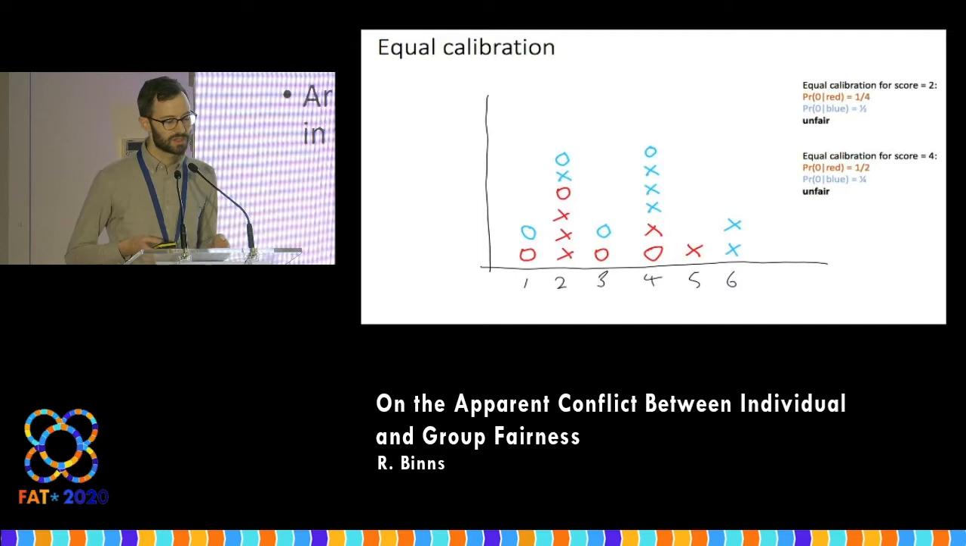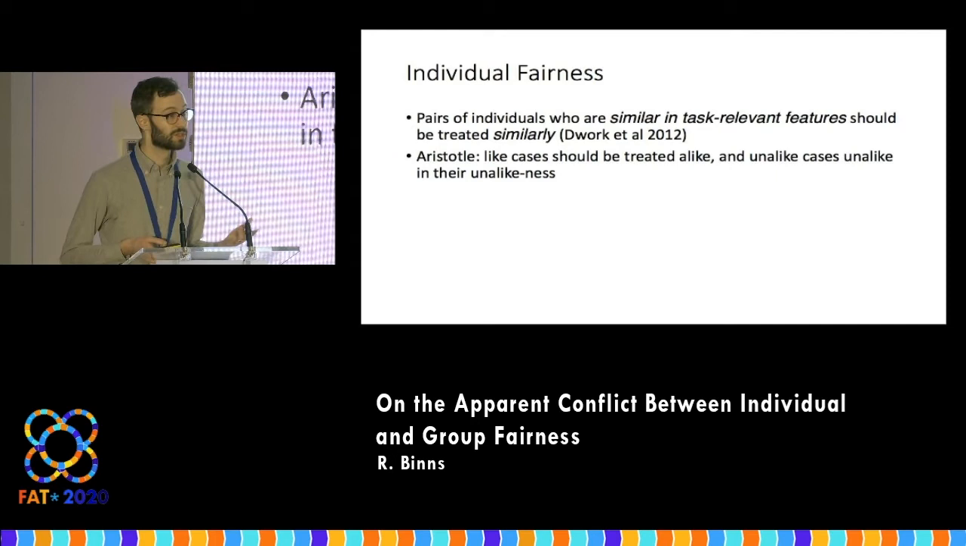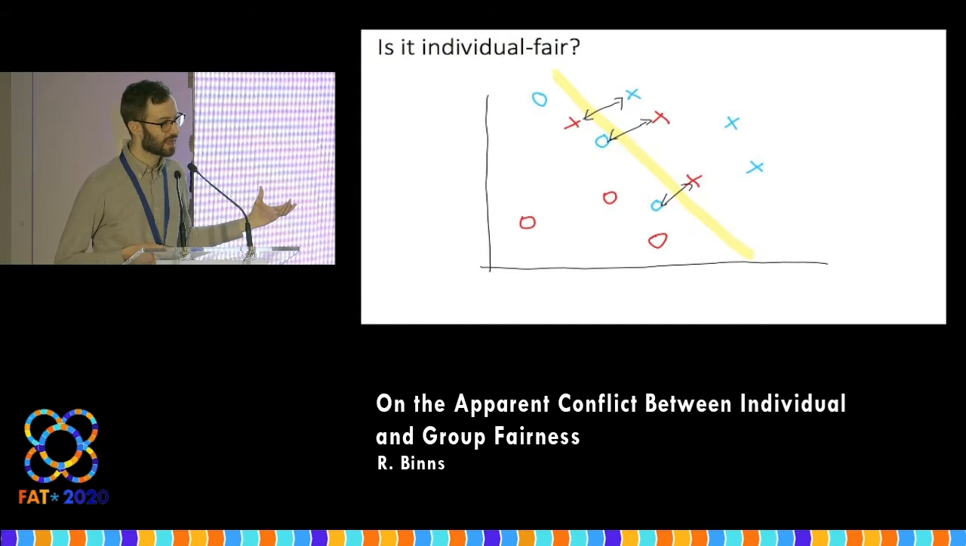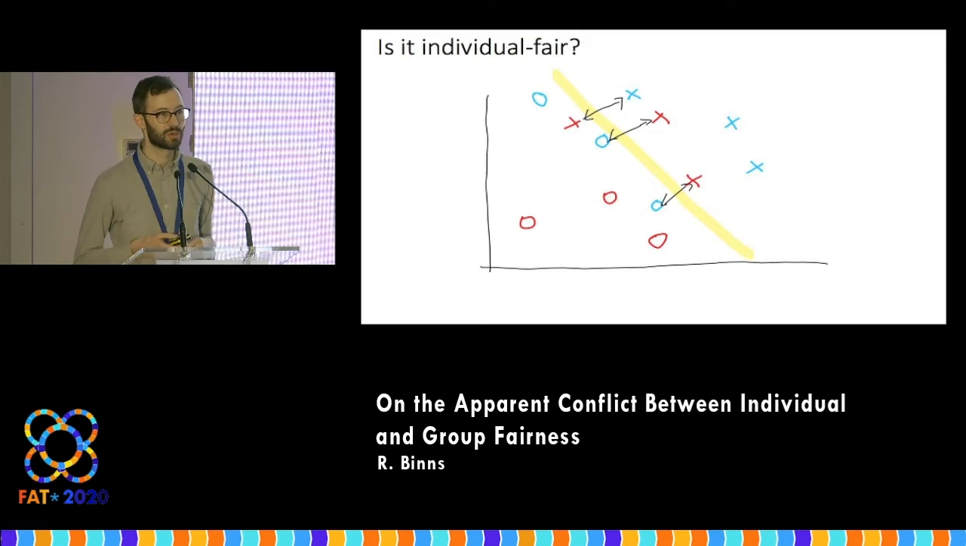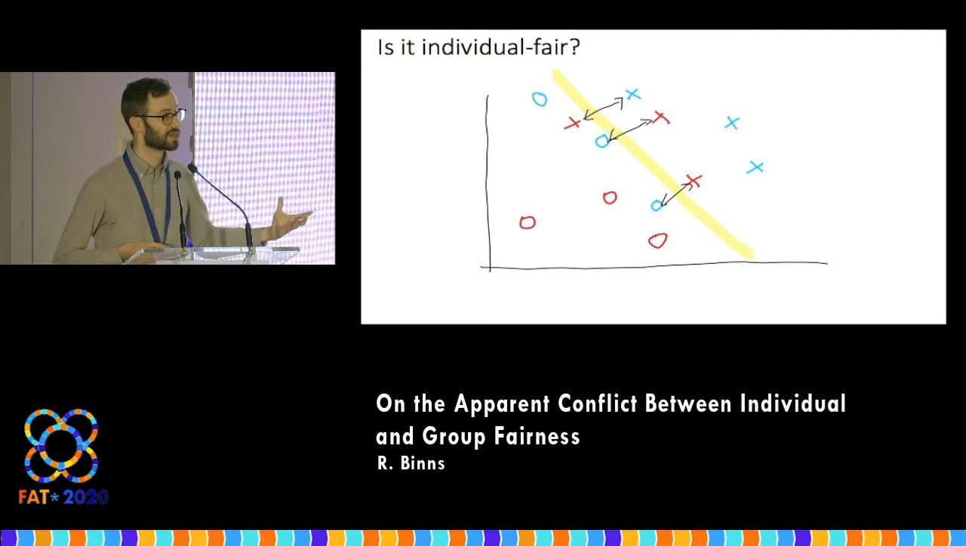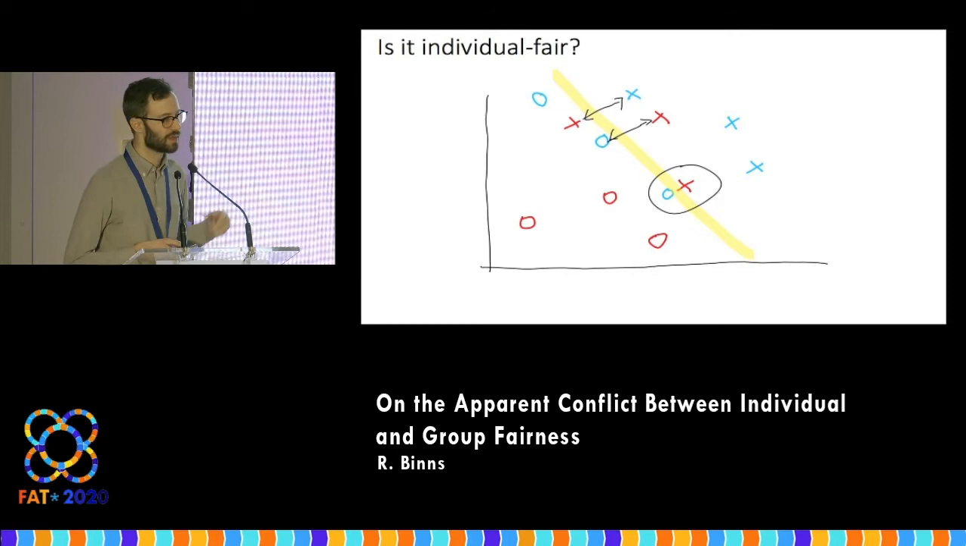Individual fairness is slightly different because it is based on comparisons between individuals. People who are similar in their task-relevant features should be treated similarly. What this means in practice is that we would have to compare the individuals on either side of our decision boundary. And the distance function or distance metric that we're using here is one that's deferred to a policymaker, who has somehow divined the features that are going to be important for this individual fairness metric. And then if there are two individuals who are too close together according to this fairness metric, and they get different outcomes, then that's individually unfair.